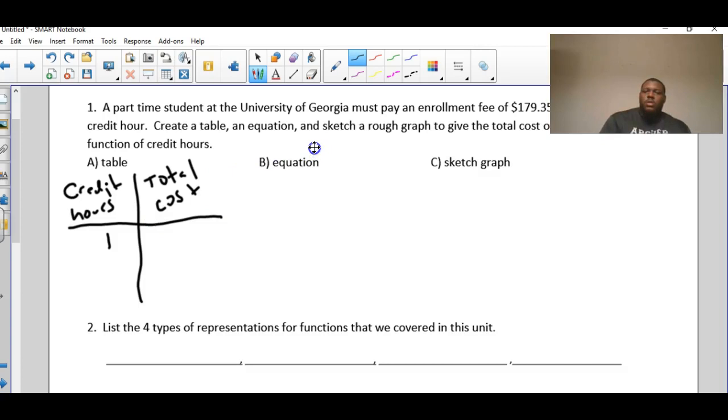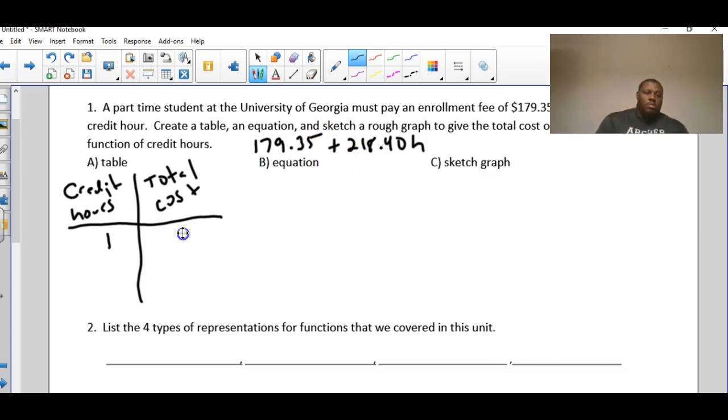Remember, the cost is going to be $179.35 plus $218.40. That is, you have the fee and then you have the cost per hour. So you're always going to have this number times h, the hours, plus the fee of $179.35. So that actually is our equation right there.